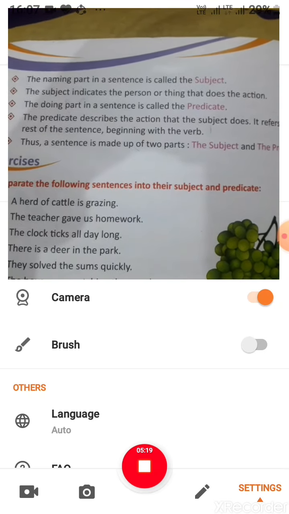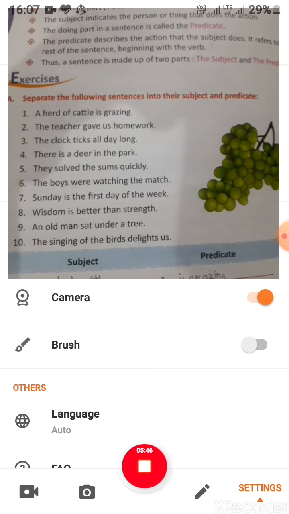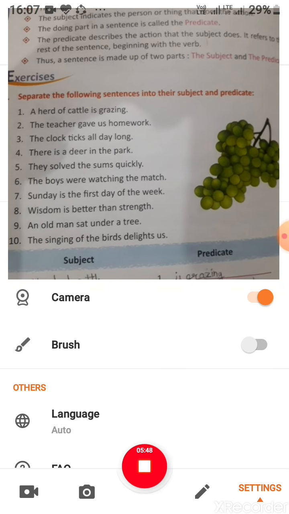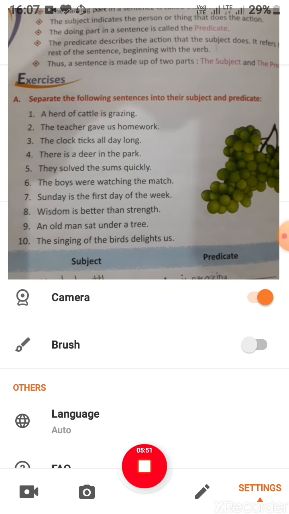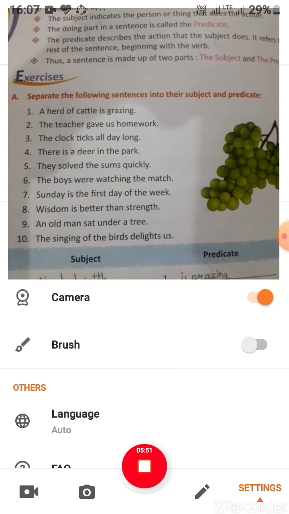Let's do some of the exercises. Here see, I have already given you some homework, yet I am going to explain it one by one. Separate the following sentences into their subject and predicate. Here we see, a herd of cattle is grazing. So the subject will be a herd of cattle. We are talking about the herd of cattle which is grazing.